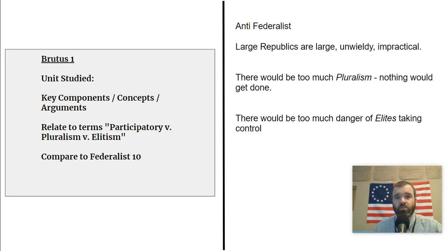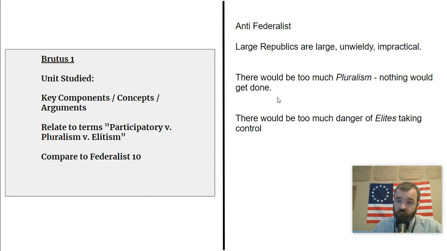On the flip side of this, we have Brutus 1. Brutus 1 is an Anti-Federalist paper, or a series of counter-arguments made to the Federalist Papers during the debates over the ratification of the Constitution. In this particular paper, you can go point by point when it comes to what Madison said in Federalist 10 and compare it to Brutus 1. So in Brutus 1, the argument is that large republics are way too large, way too unwieldy, way too impractical to govern a country in a democratic, republican way. A country that's this big just can't work. And so there's a real concern about having a strong centralized republican government for such a wide, vast territory.